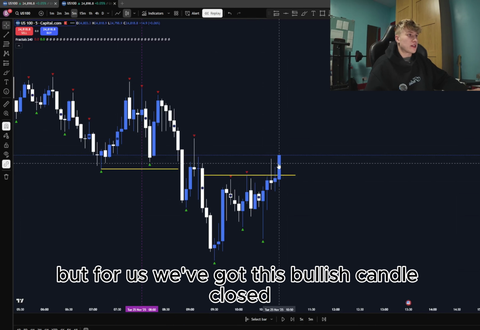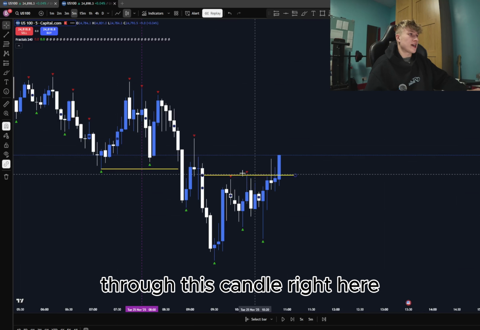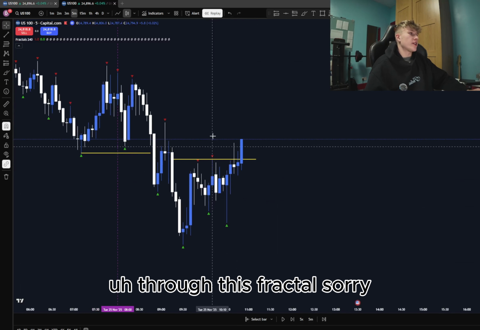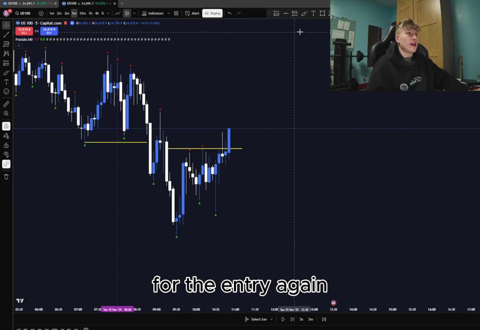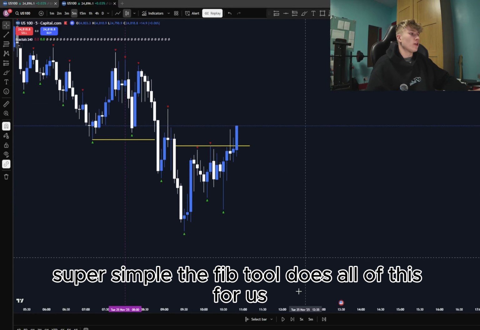But for us, we've got this bullish candle close through this candle right here, through this fractal, sorry. So this has given us the break of structure and we're ready for the actual entry of the model. The entry, again, super simple. The fib tool does all of this for us.